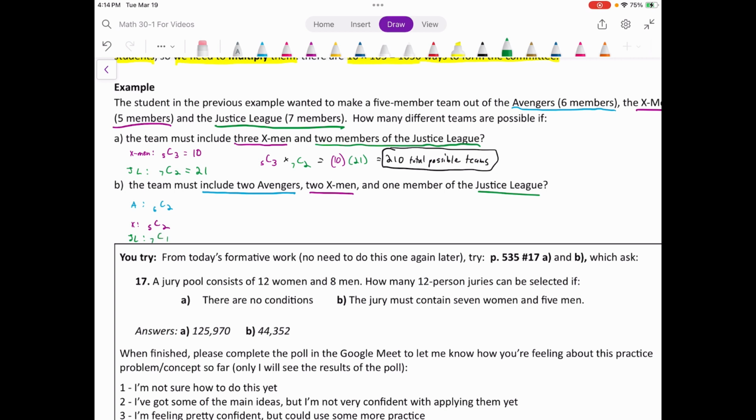So again, we could calculate this out. 6 choose 2 is 15. 5 choose 2 is 10. Do you notice something here? This is an interesting observation. The ways to choose 3 things from 5 options is 10. Same with when we want to choose 2 things from 5 options. It's also 10.